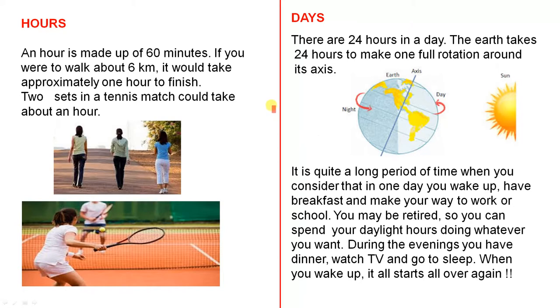Hours. An hour is made up of 60 minutes. If you were to walk about 6 kilometres, it would take approximately 1 hour to finish. 2 sets in a tennis match could take about an hour. Days. There are 24 hours in a day. The Earth takes 24 hours to make one full rotation around its axis.